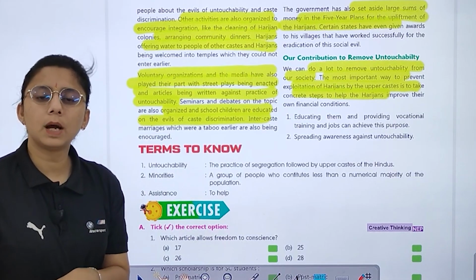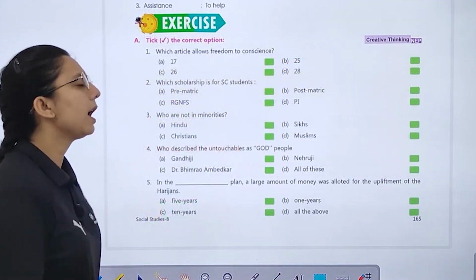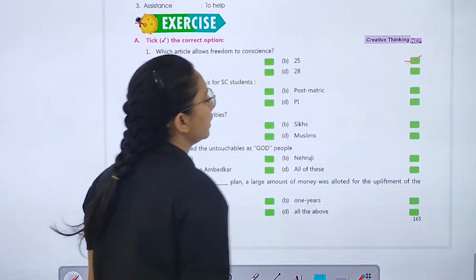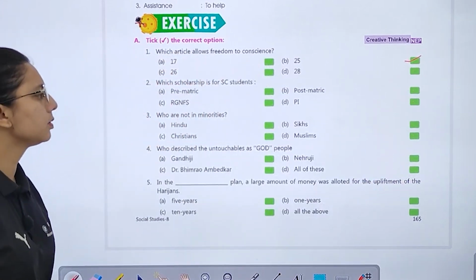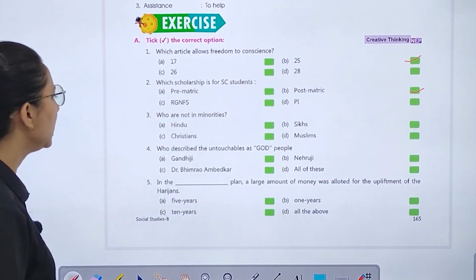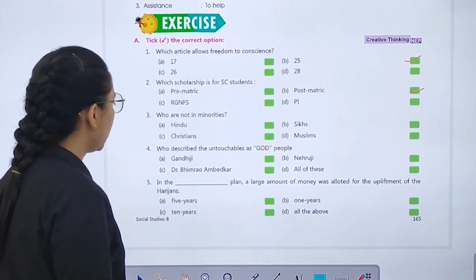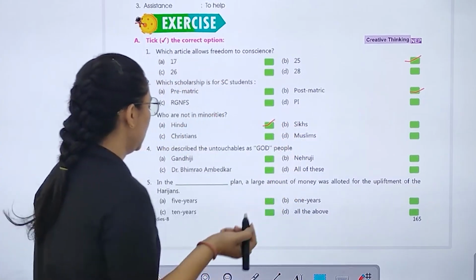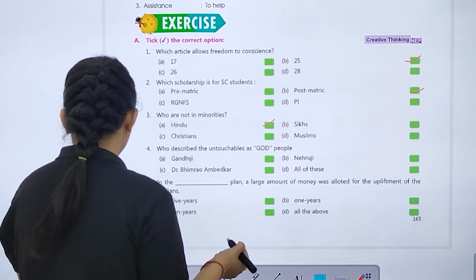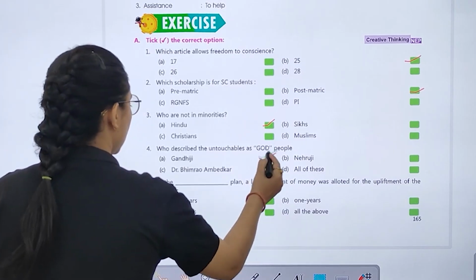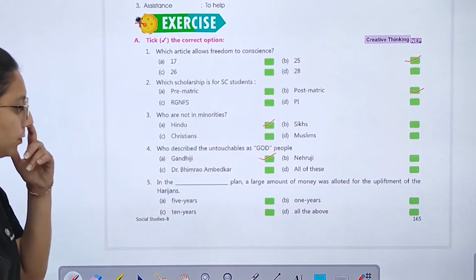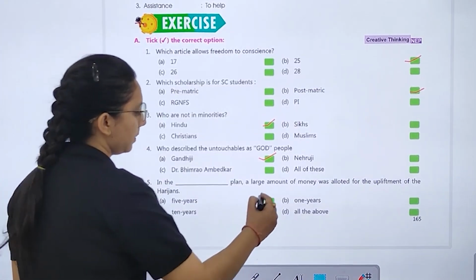Hope you understood. Now I will do the exercise of this chapter. First, tick the correct option. Which article allows freedom of conscience? That is Article 25. Which scholarship is for SC students? That is post-matric. Who is not mentioned as a minority? Among these, the one not mentioned as a minority is Hindu. Who described untouchables as God's people? That is Gandhi ji. In the Dash plan, a large amount of money was allotted to the upliftment of Harijans, the 5-year plan.